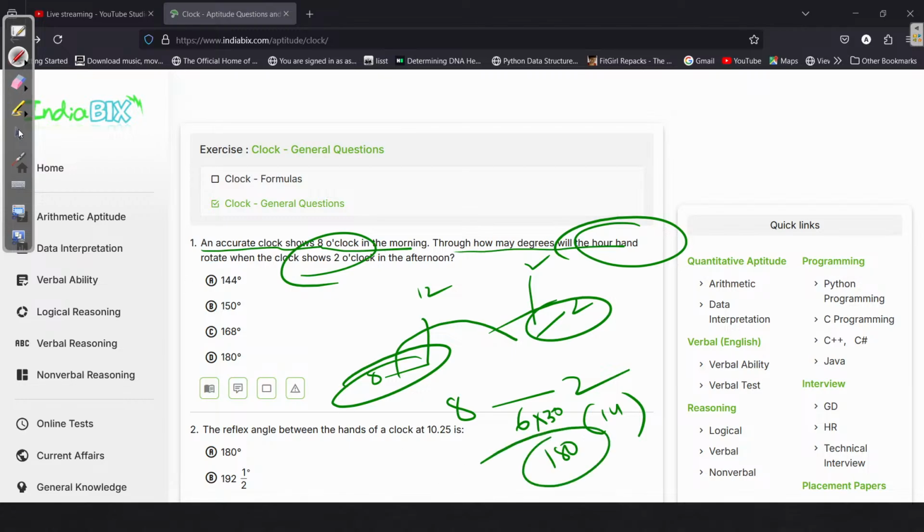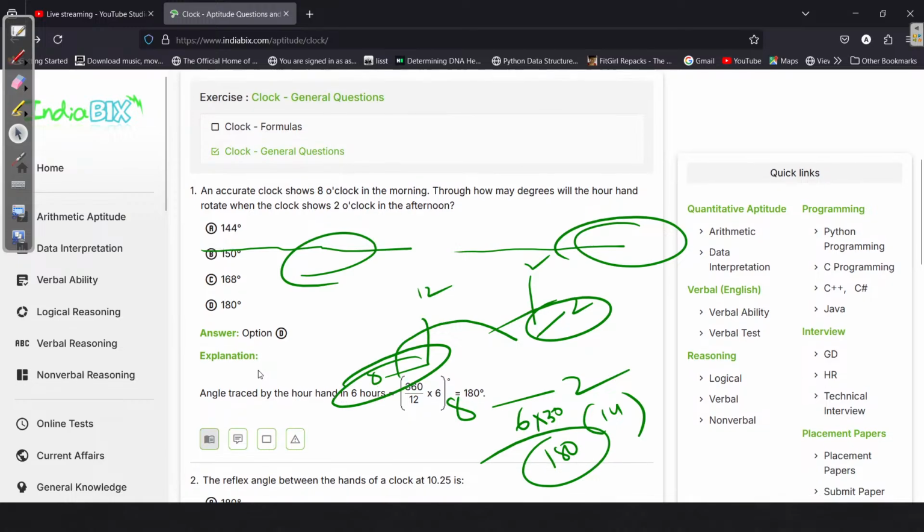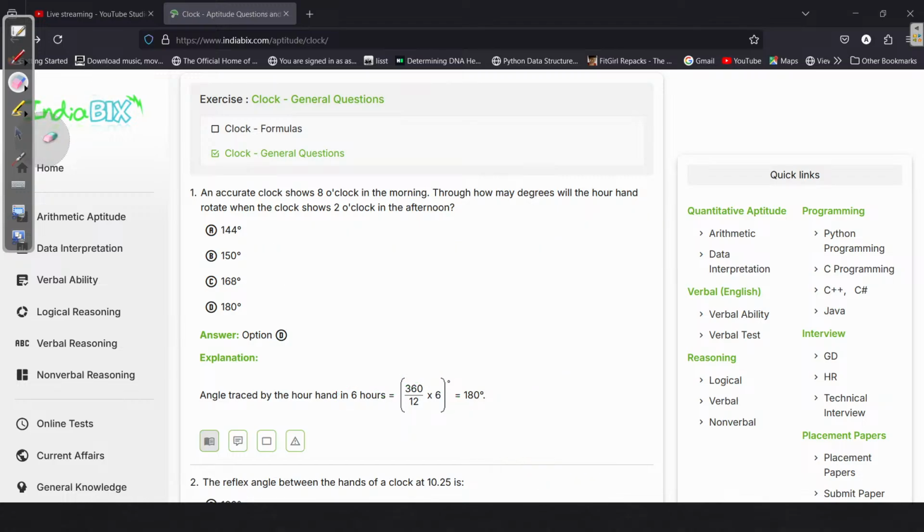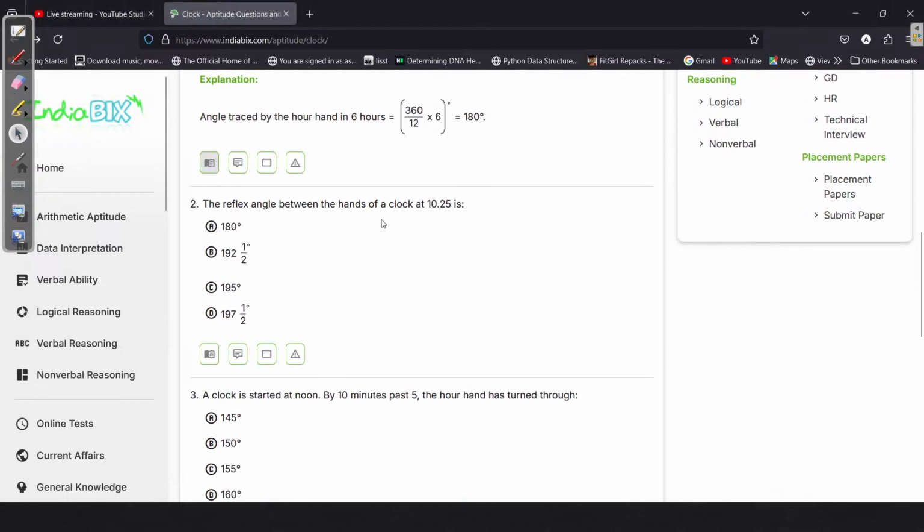So let us check it out. That's the answer, 180. That's it. Because from 8 o'clock to 2 o'clock we have 6 hours. For every 1 hour it moves by 30 degrees, so in 6 hours it moves by 180 degrees. Okay, solve the next one.